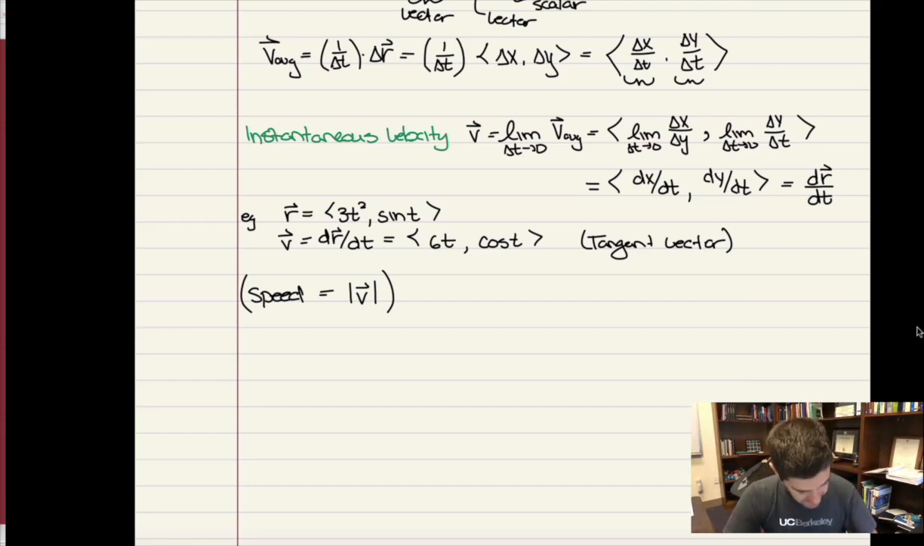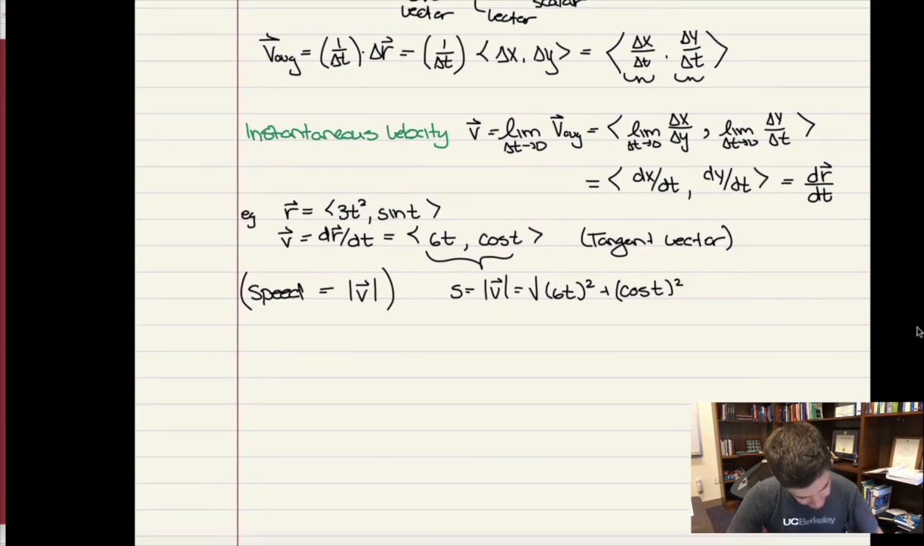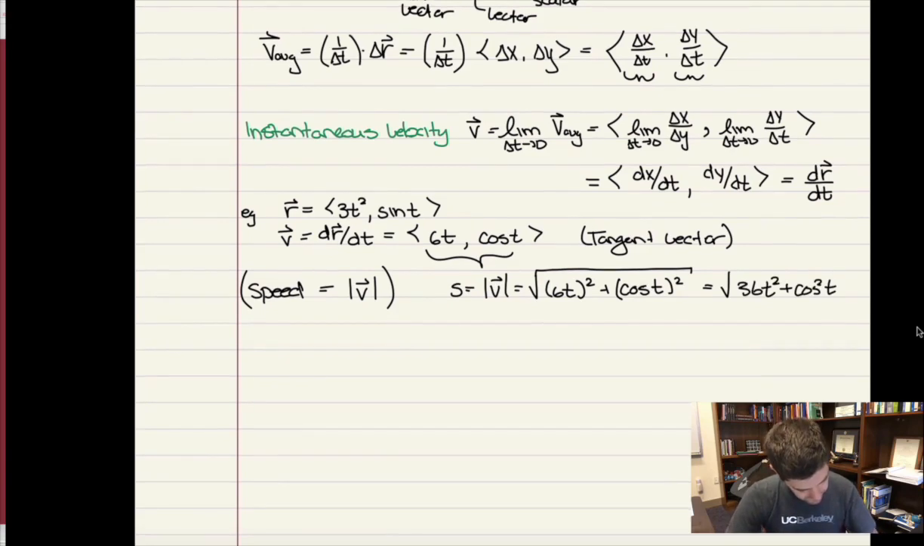So using the example above, I could say that the speed is the magnitude of the velocity vector, which we just derived to be that. Notice I did not put an arrow above the s, because I'm going to have no knowledge of direction. The speed is the magnitude of that vector. Before we did it as the Pythagorean theorem. Again, we do it as the Pythagorean theorem. So this would be the square root of (6t) squared plus (cosine t) squared. So that then just simplifies to the square root of 36t squared plus, I guess, cosine squared of t. And that's just the formula.